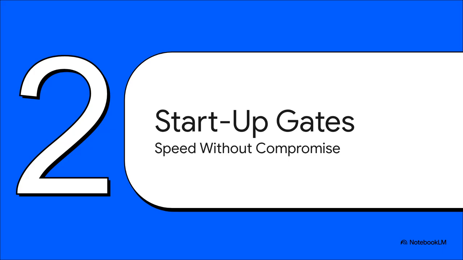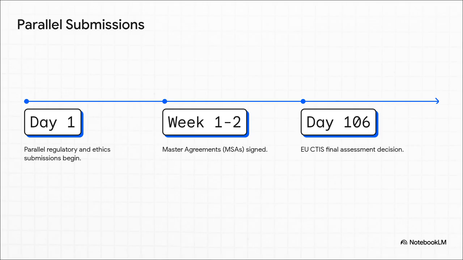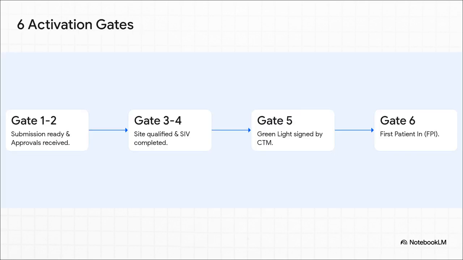Right, moving on to Phase 2, Startup and Activation Gates. This is where we learn to brilliantly compress time. By running your regulatory and ethics submissions in parallel rather than sequentially, and by leveraging master agreements, you can literally shrink what used to be months of painful contract cycles into just 1 or 2 weeks. It's a massive operational advantage. You'll see how to lead cross-functional delivery through 6 non-negotiable activation gates. And the key takeaway here? That critical green light signature from the CTM. No matter the pressure, it can never, ever be skipped or delegated before first patient in.